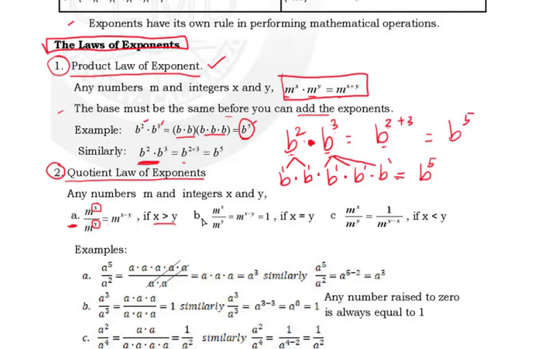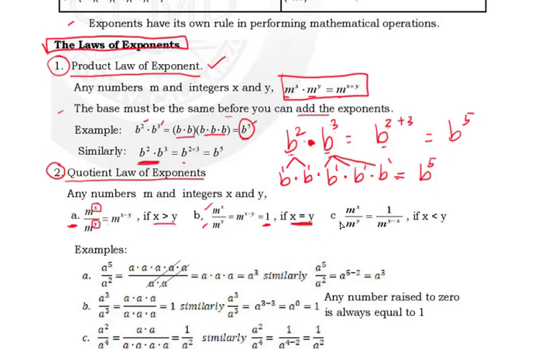Second condition. Same problem. M raised to x divided by m raised to y is equals to m raised to x minus y is equals to 1 if x is equal to y. So, ito naman po, second condition, kapag magkatulad naman ang exponent ng dalawa, ay equal siya sa 1. Meaning, magkatulad na po sila ng numerator at denominator kasi equal po ang kanilang exponent. So, that is equivalent to 1.